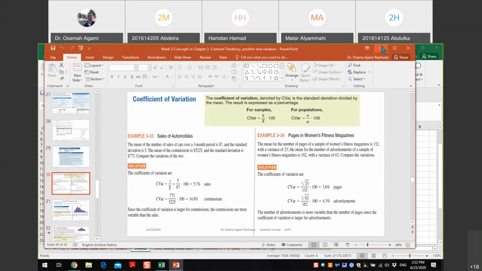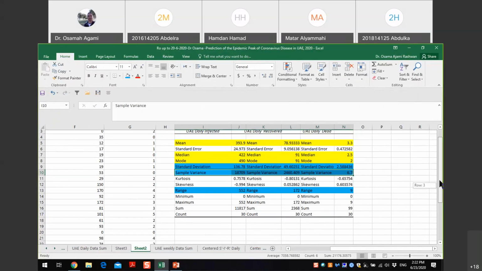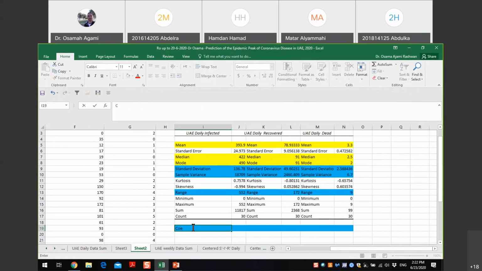It is not given in the Excel, right? But you can do it by yourself. So I'm just shading this one the same color as the blue, which is indicating the variation measurement. And I call this one coefficient of variation.